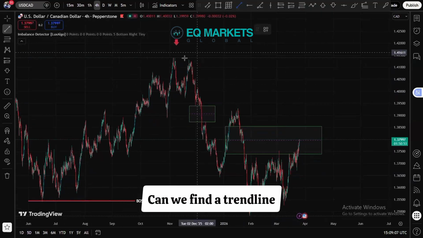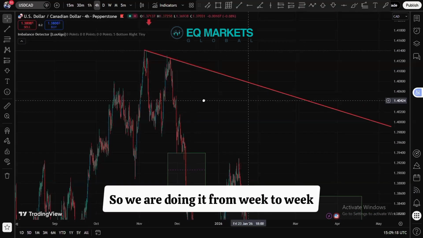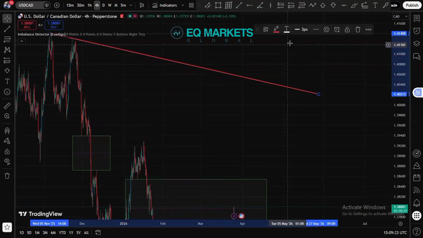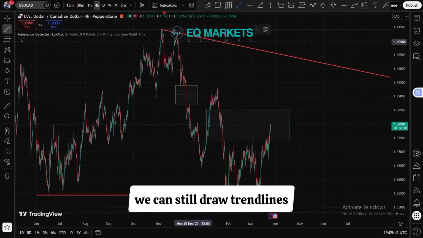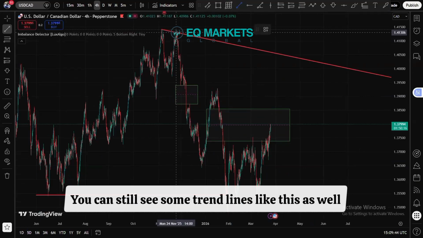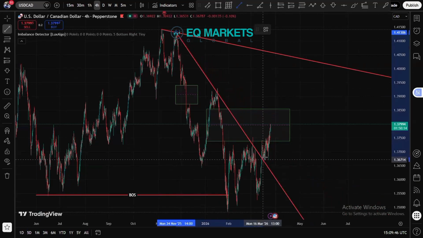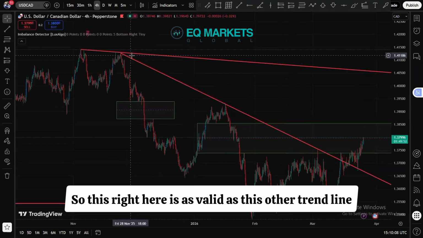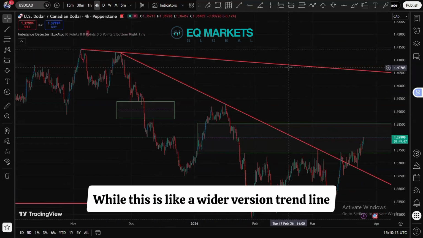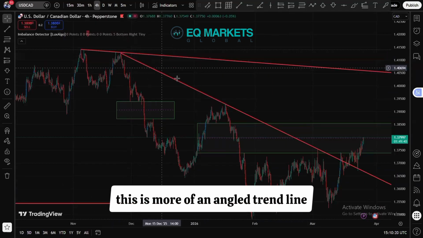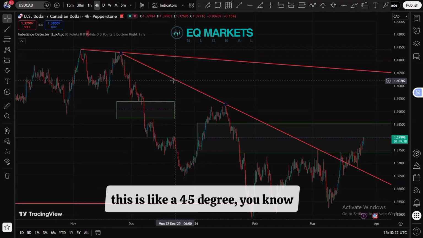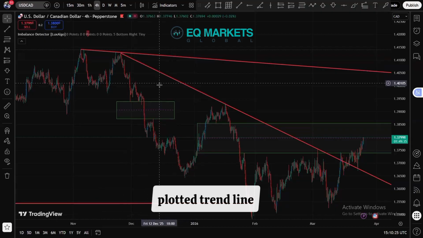Can we find a trend line? So we're doing it from week to week. This is a more expanded trend line. On the other hand, we can still draw trend lines. You can still see some trend lines like this as well. So this right here is as valid as this other trend line. While this is like a wider version trend line, this is more of an angled trend line. If you check the degree of this, it is like a 45-degree plotted trend line.